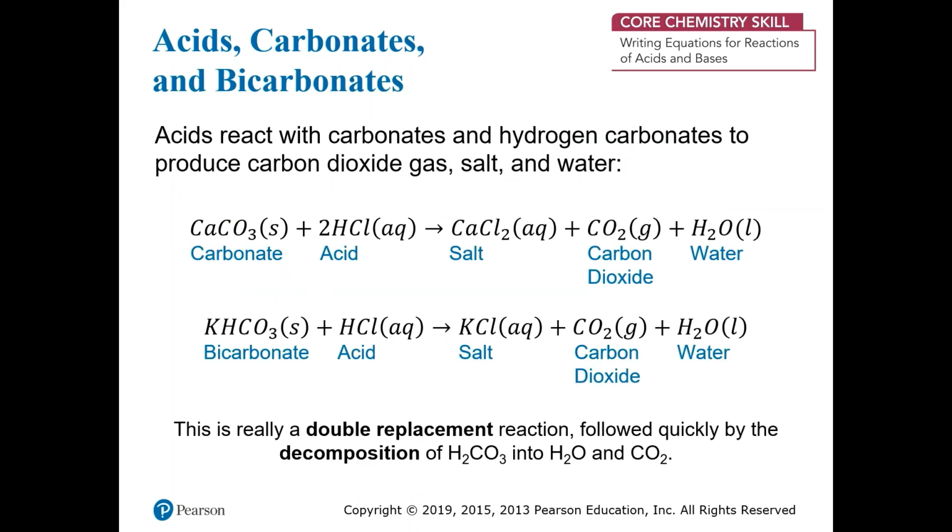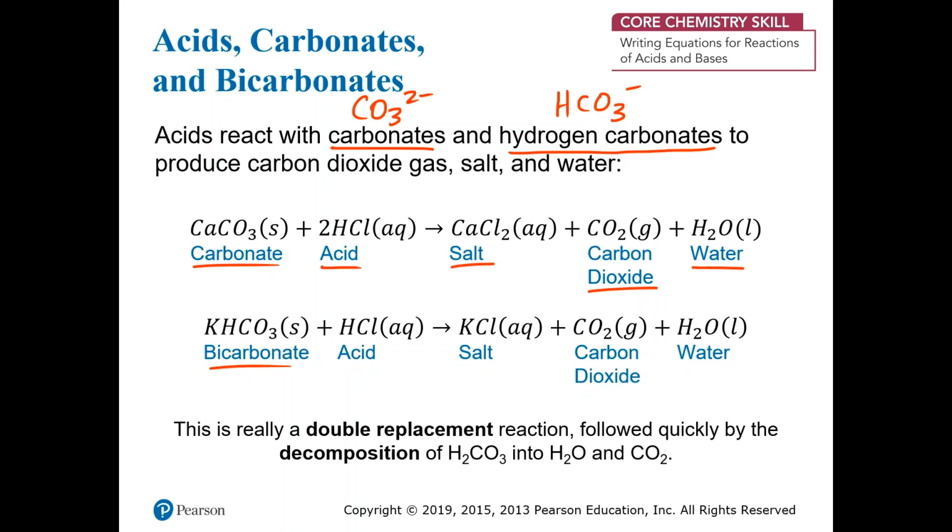The next reaction type is between acids and carbonate-containing compounds, or hydrogen carbonate compounds, otherwise known as bicarbonate. The carbonate ion is CO3 2-, and the hydrogen carbonate or bicarbonate ion is HCO3 with a 1- charge. It's really just a carbonate ion that has an extra H+ ion attached to it. For both of these reaction types, you have the carbonate or the bicarbonate combining with an acid to produce a salt, CO2, and H2O, liquid water.